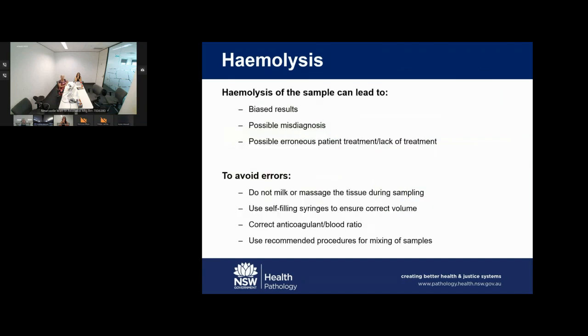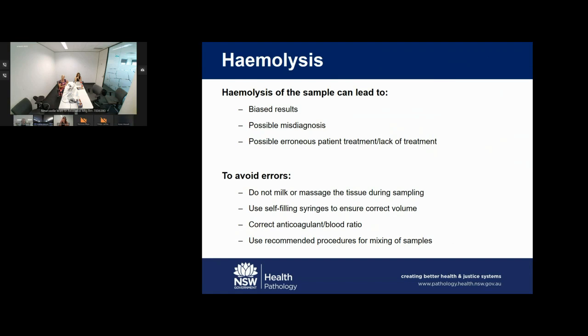And hemolysis of the sample, as I said, can lead to a biased result, either an increase or a decrease. That's not a true indication of that analysis. Possible misdiagnosis and possible errors for patient treatment or lack of treatment in the event where the result is actually reporting a value less than it should be. And in the other extreme, that very high potassium that's erroneous and not true.